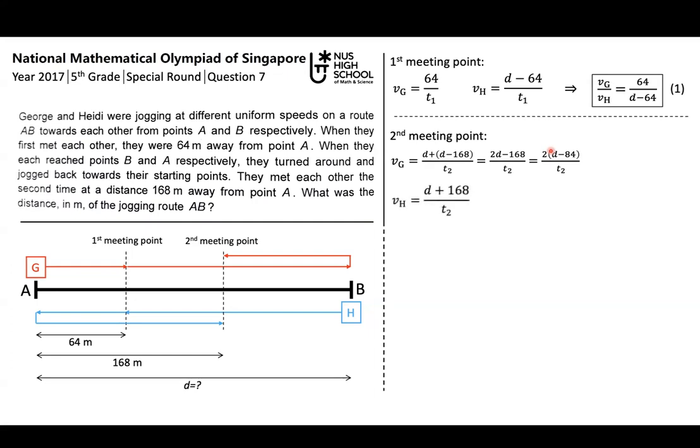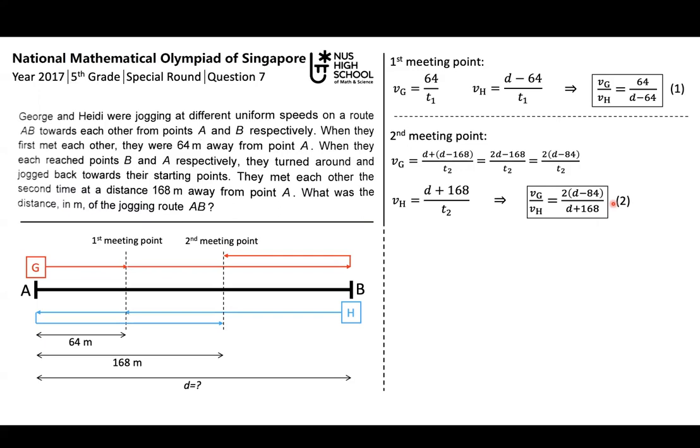Let's do the same thing for Heidi. Heidi travels distance d, turns back, and travels another 168 meters. So her velocity would be d plus 168 divided by the same amount of time as George, which is t2. Now again, I'm going to take the ratio of their velocities, and we end up with the equation in the form of equation 2. And again, we see that time is irrelevant and cancels out in both equation 1 and equation 2.